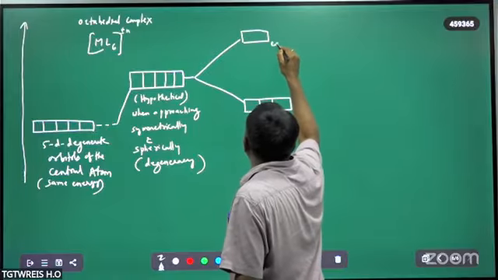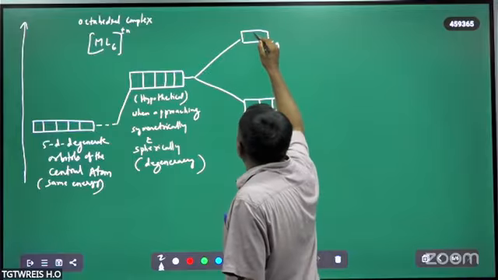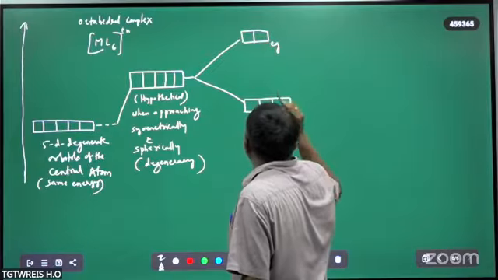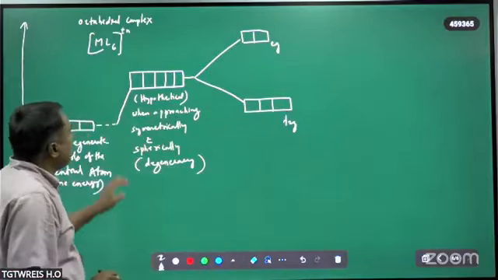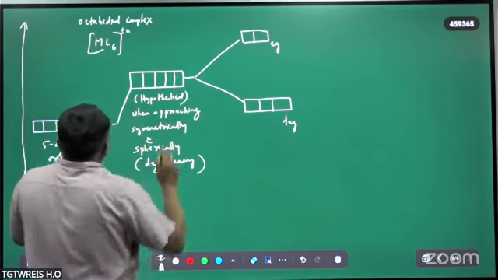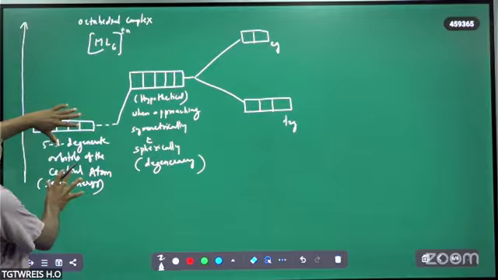This is the eg set and this is the t2g set. There are 2 eg orbitals and 3 t2g orbitals. So what is this now? This is without any ligand. All the orbitals are degenerate.